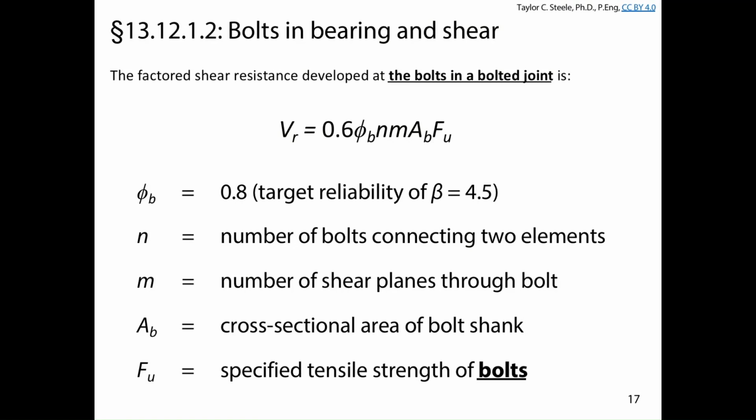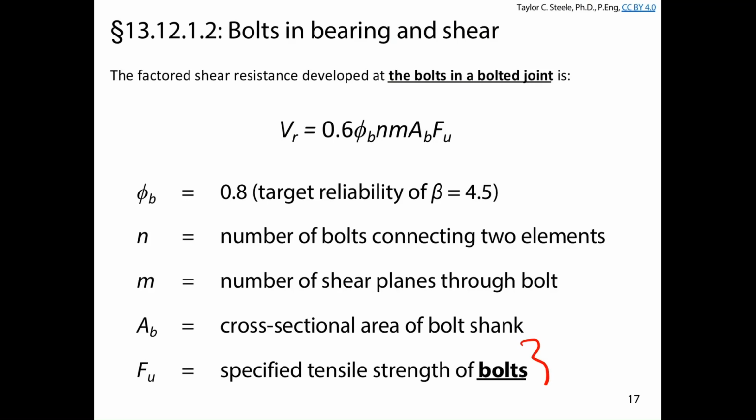The number of shear planes: if we double the shear planes, the strength is going to go up, and so that makes sense. The cross-sectional area of the bolt, the shank, right, if we're interested in the shank of the bolt where the area is not reduced to account for the threads, that's the full cross-sectional area of the bolt.